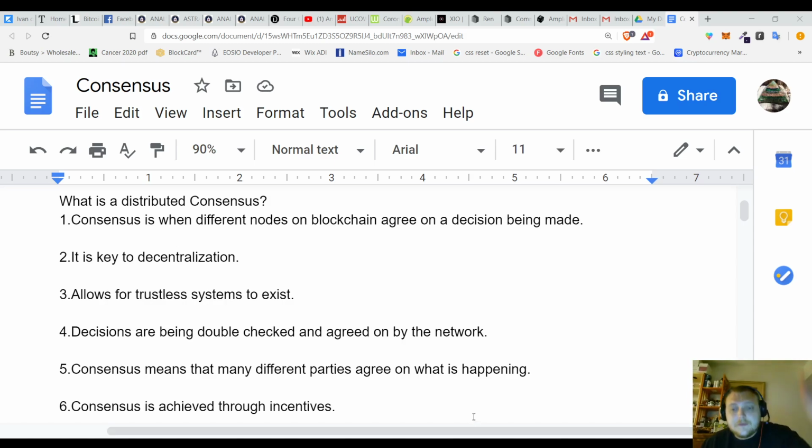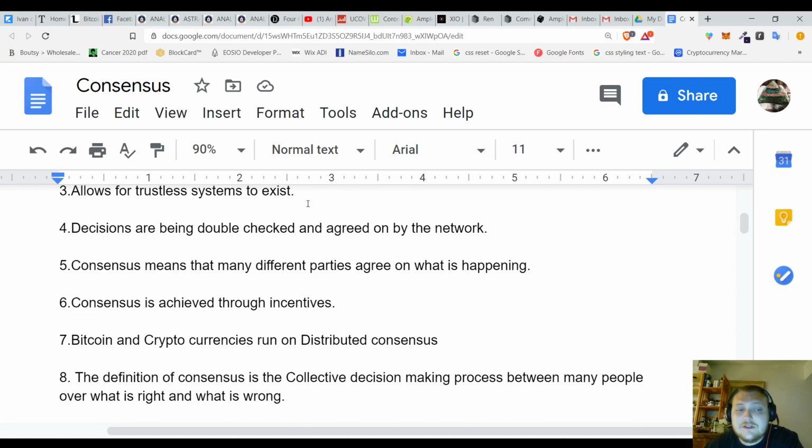Fix that. So consensus is when different nodes of a blockchain agree on a decision being made, when talking about blockchain anyways. And it is key to decentralization. It allows for trustless systems to exist. And decisions are being double checked and agreed on by the network. And it means that many different parties have agreed on what is happening.